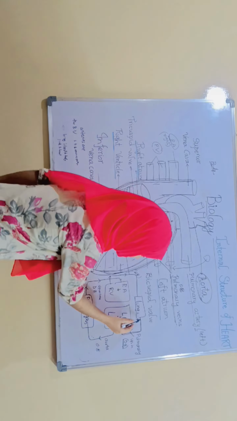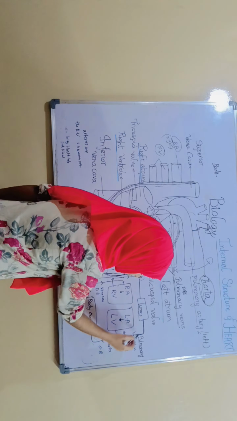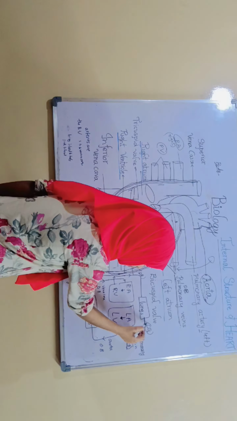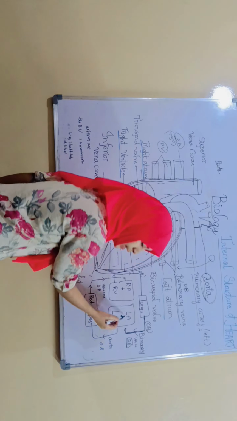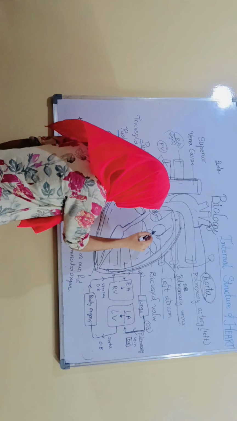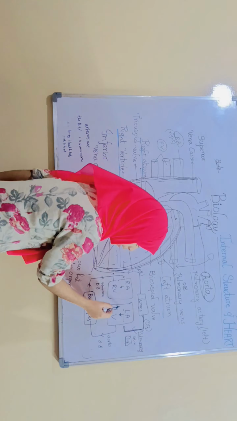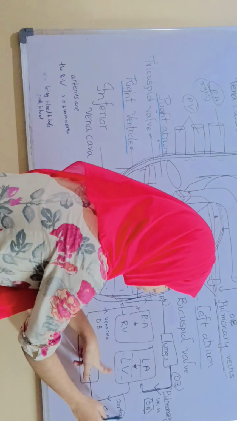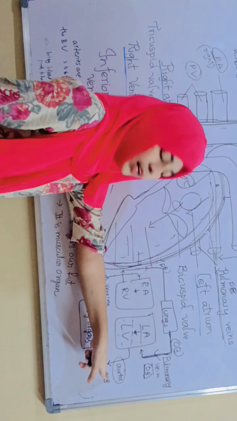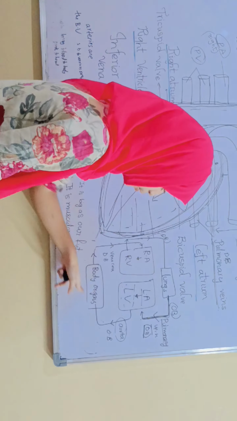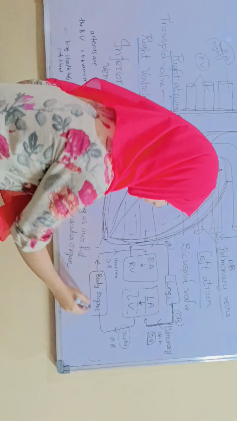From the lungs, pulmonary veins take the oxygenated blood and go to the left atrium of the heart. This left atrium pushes the blood into left ventricle. When left ventricle is filled with blood, it goes into aorta. Again aorta gives oxygenated blood to all body organs.